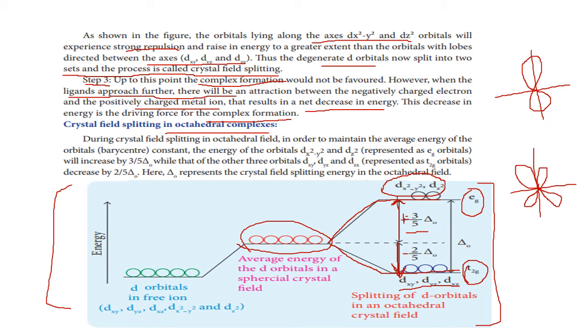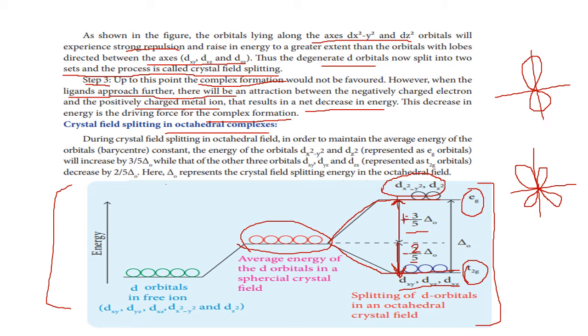See, we have 5 d orbitals, so this is 5. Then on the opposite side, we have 2 Eg orbitals, so we have to put 2 on the top. So it is represented by minus 2 by 5 delta naught.